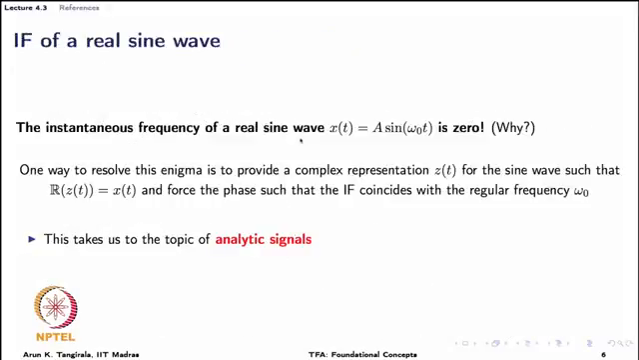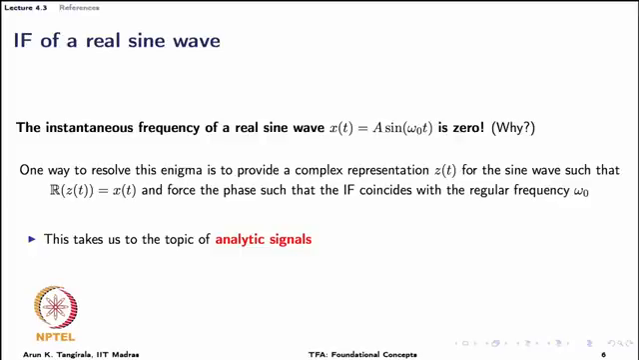Now, the instantaneous frequency of a real sine wave. So, if I just have sine omega naught t, if I look at that, it is 0. Why is this? Because if you compare this x of t that I have with the general complex representation that I have for x of t, let me show you this.